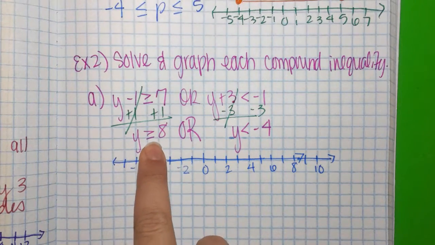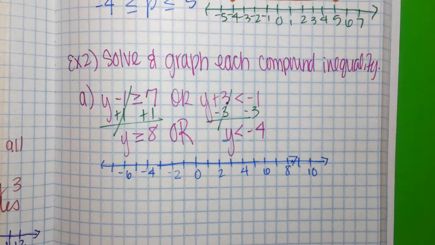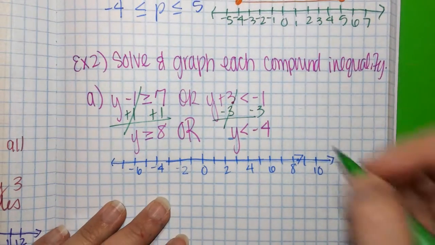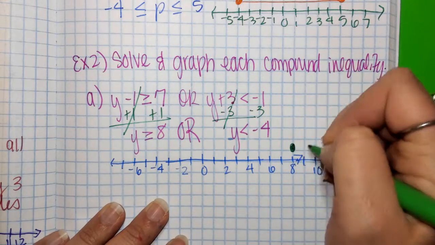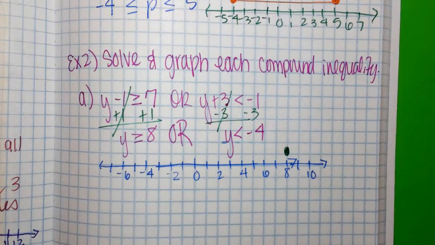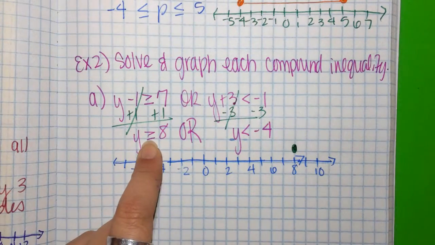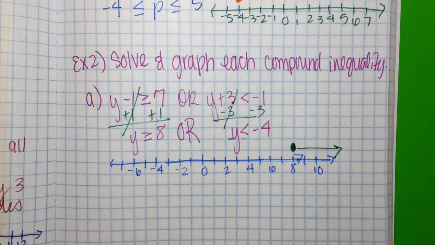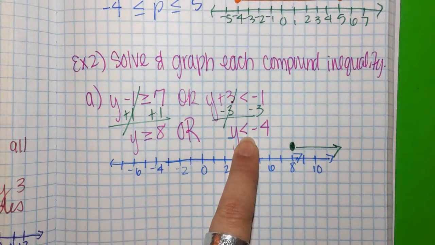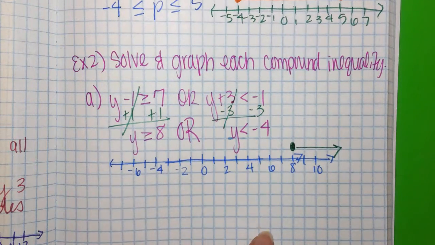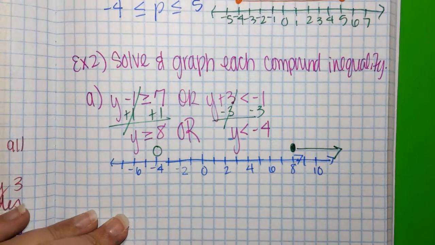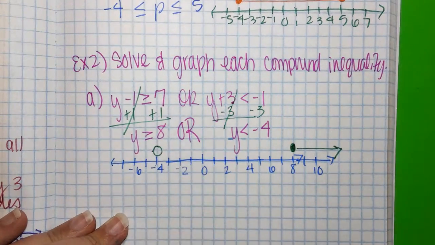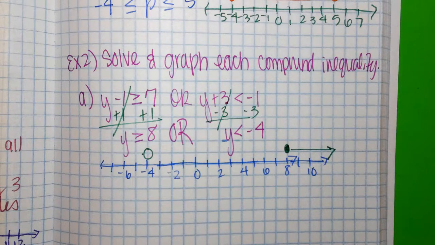Okay, so on 8, are we going to have an open or a closed circle? Closed. Somebody besides Manny answer me. All right, are we going to shade to the left or to the right? Right. On this one, left. Open. That's it. Open circle, and then to the left or to the right? Left.